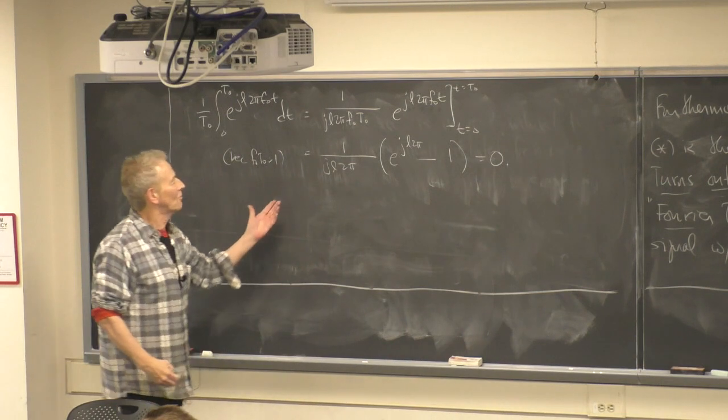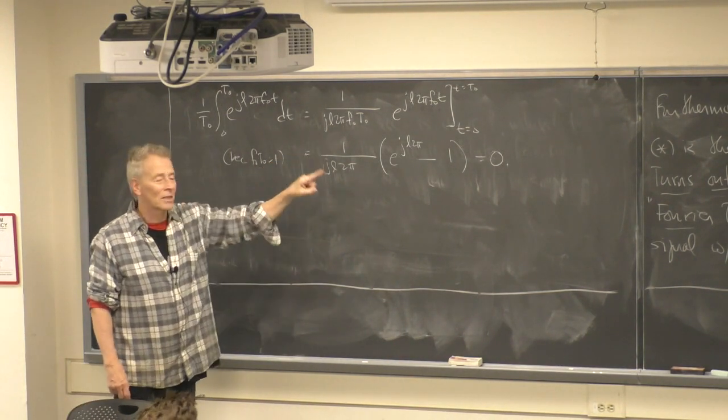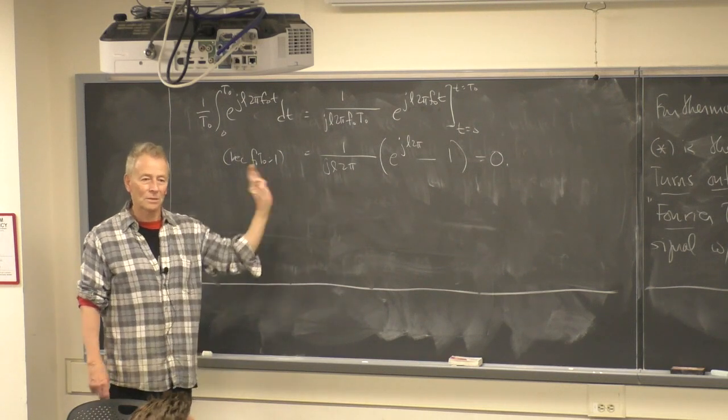And why does this argument fail when L equals 0? It fails because I'm dividing by 0 here. So that's why I have to consider the L equals 0 case separately. Got it. Good.